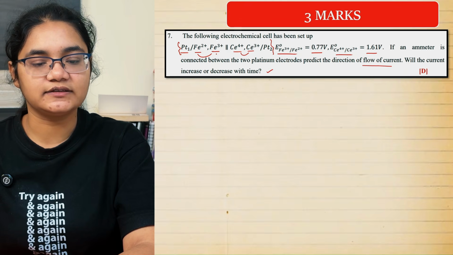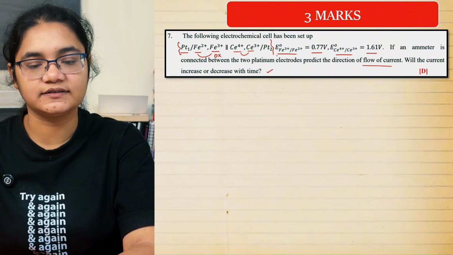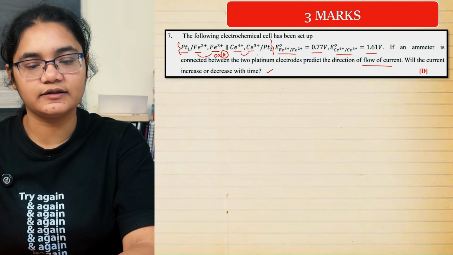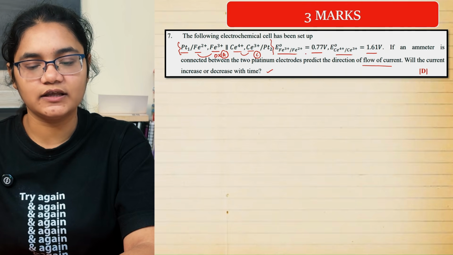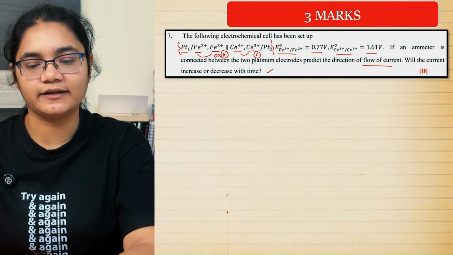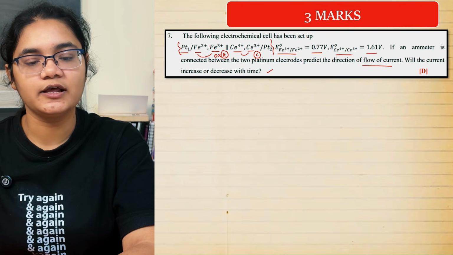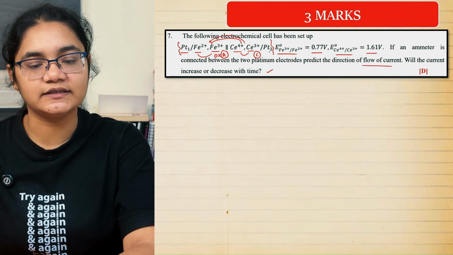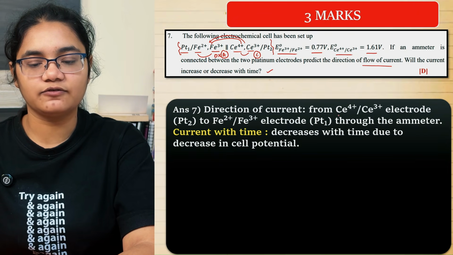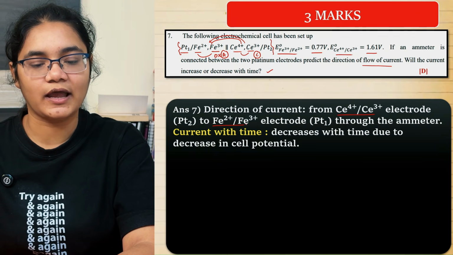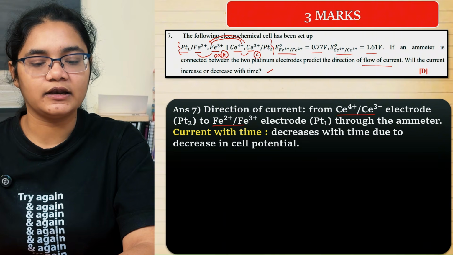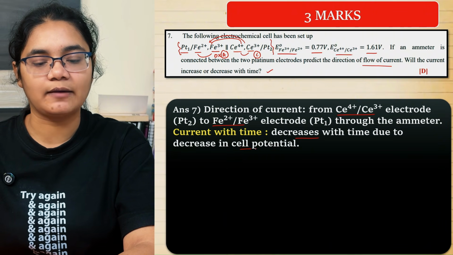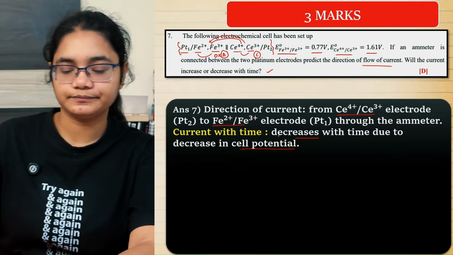Now, this is the oxidation part and this is the reduction part. This one is your anode and this one is your cathode. The cathode has the higher reduction potential, so electrons will flow from the anode to the cathode. Current will flow from cerium to iron, right? So the direction of current will be from the cerium electrode to the iron electrode. Then the current decreases with time due to the decrease in cell potential.